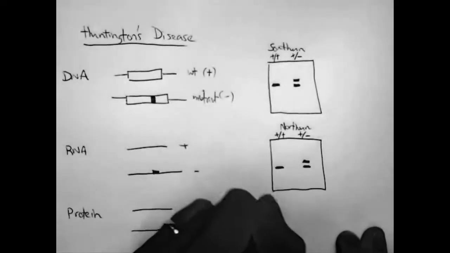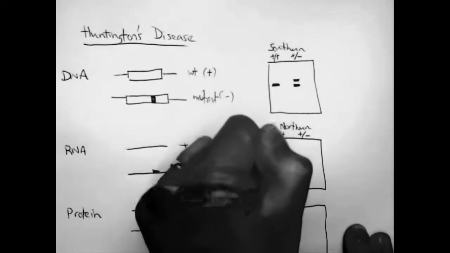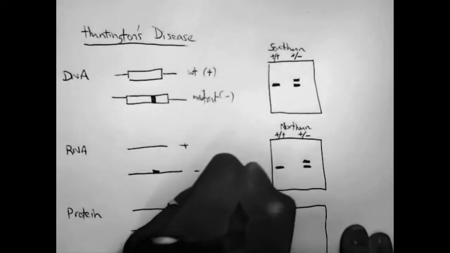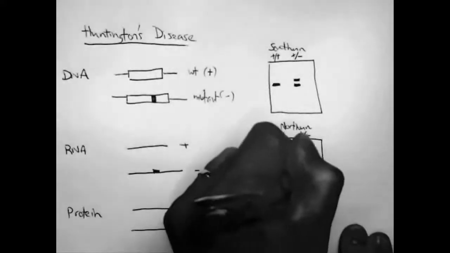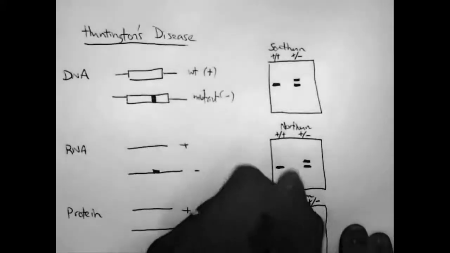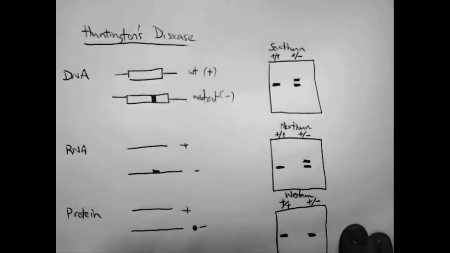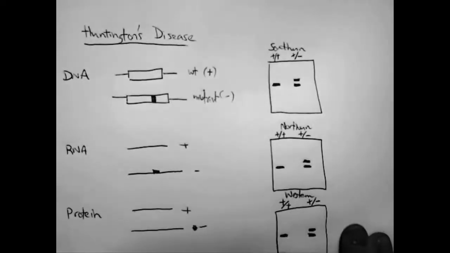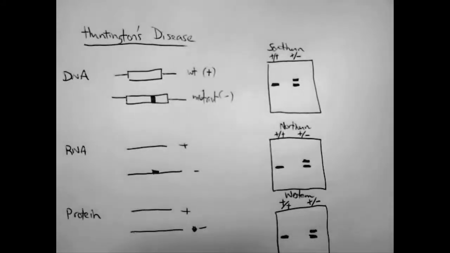And on a Western blot, if you looked at an individual who was wild type, you would see a band at a particular size on that gel. And if you looked at an individual who had Huntington's disease, they would have a band at the same position as the wild type protein, and they would also have a slightly larger band due to the larger protein that resulted from that original insertion in the DNA sequence.